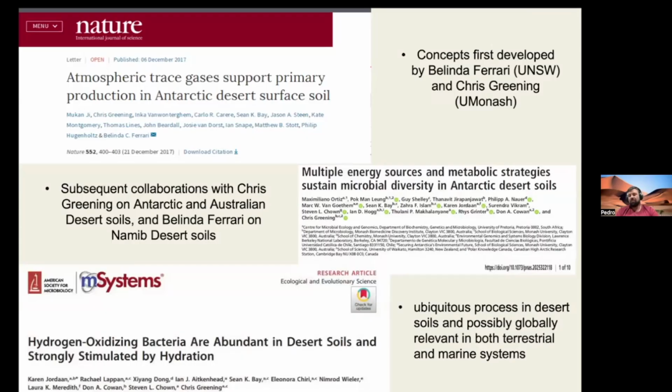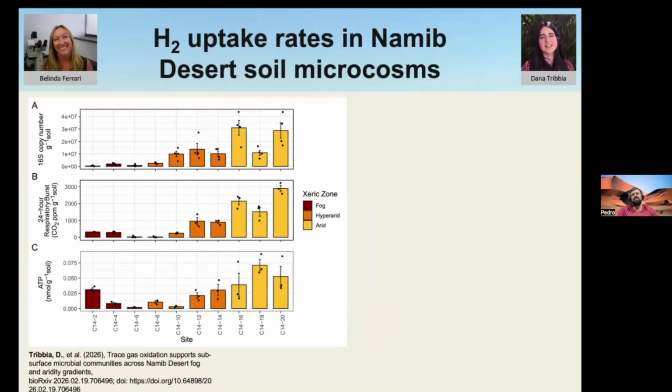And now, through many different studies, I think many different groups have shown that this process might not only be important in deserts, but also globally in other terrestrial and marine systems. So I'm just going to focus this study on the Namib, that Belinda and Dana, well, Belinda is a student of Belinda, did when they joined us, Ben in this case joined us for one of our expeditions.